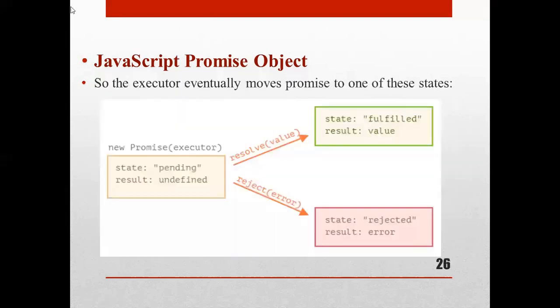Here you can see the JavaScript promise object. The executor eventually moves the promise to one of these three states. Whenever we create a new promise, the state is pending and the result is undefined. If it is resolved, the state changes to fulfilled and the result is the value. And if it is rejected, then the state is rejected and the result is an error.